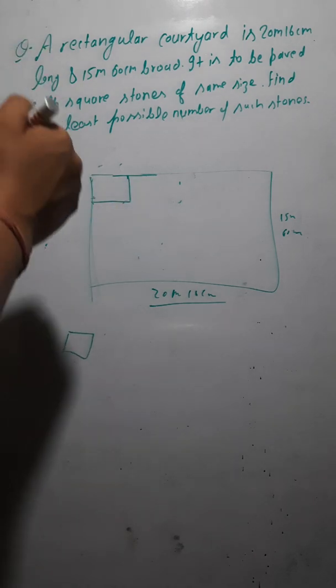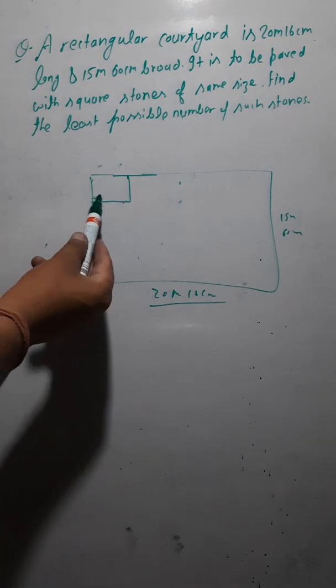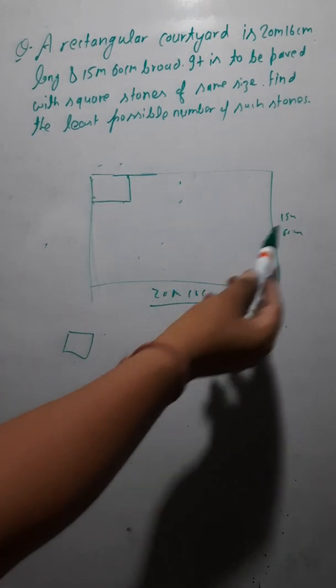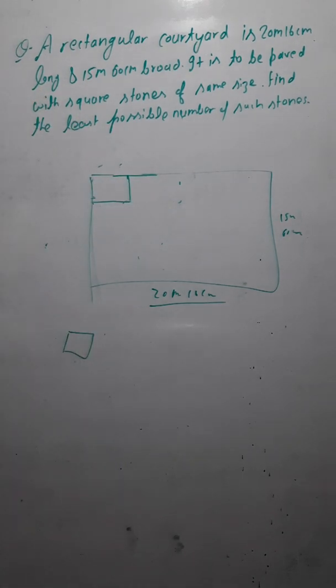Now after that you have to find out the number of stones. For that you would divide the complete area by the area of one stone. If you divide it by the area of one stone, you will get your required answer. Okay, just try to solve this now.